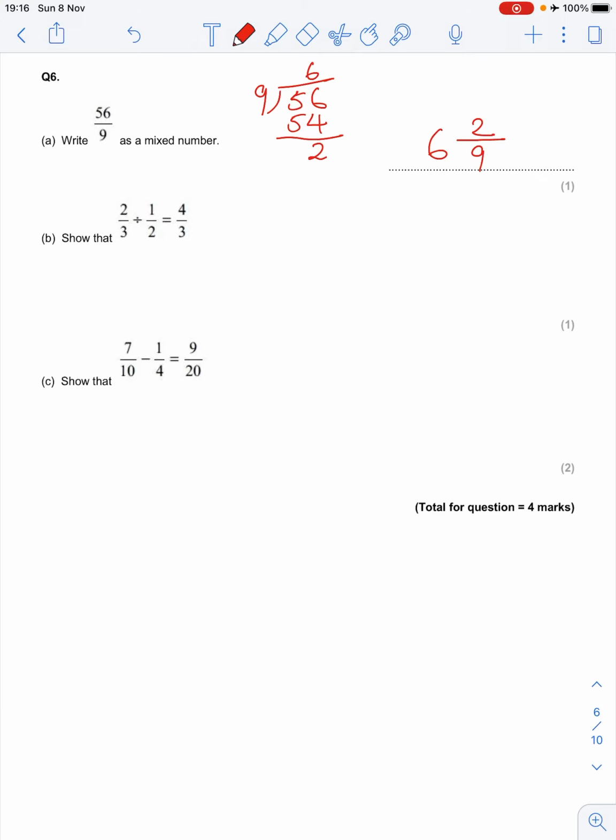Show that this equals this. So the only thing you have to remember is keep, change, flip to do your division by a fraction. So we keep 2/3, change the sign to multiply, flip the second fraction, which is 2/1, and this equals 4/3.